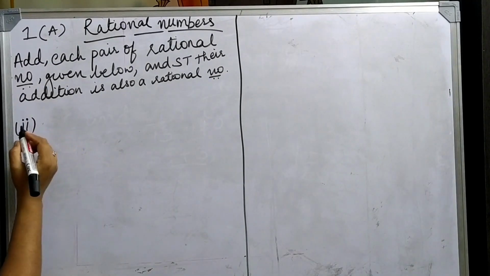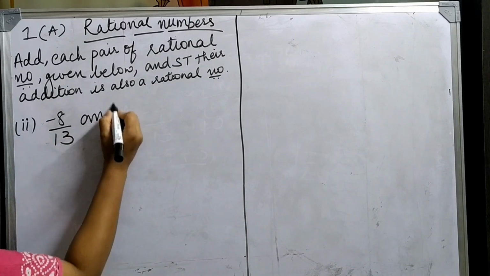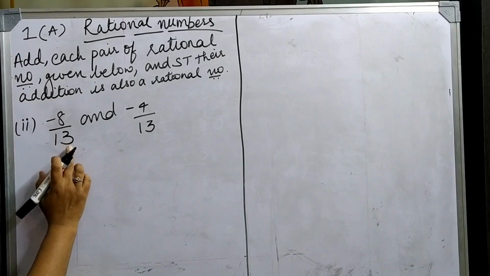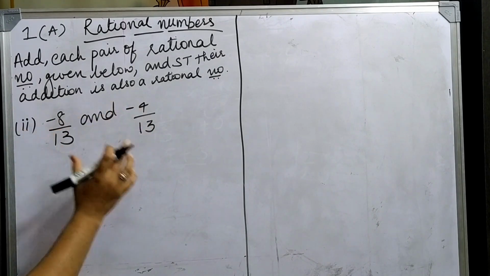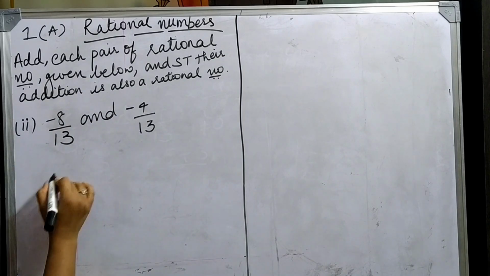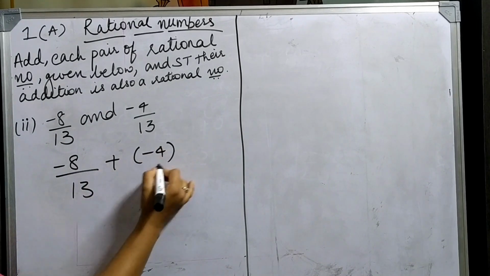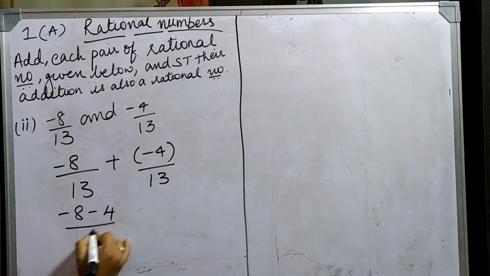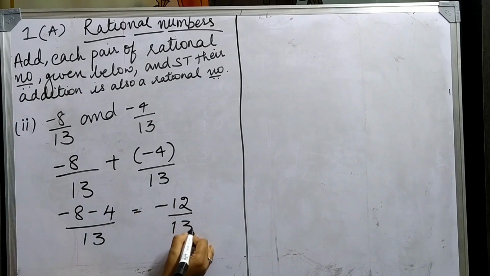Now, let us look at the second question, which is minus 8 by 13 and minus 4 by 13. Here, if you look at the denominators, both are the same, which is 13 and 13. These numbers are called like fractions. So, there is no need to take the LCM. So, directly we can write minus 8 by 13 plus minus 4 by 13, which is equal to minus 8 minus 4 divided by 13, which will be minus 12 by 13, and the answer is again a rational number.